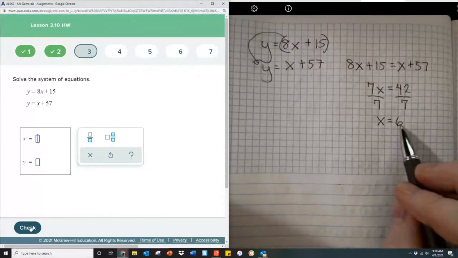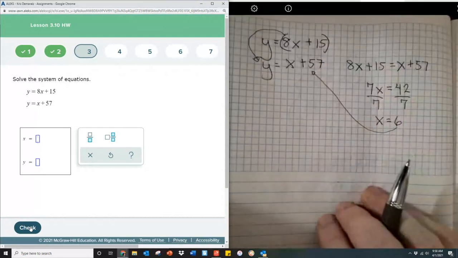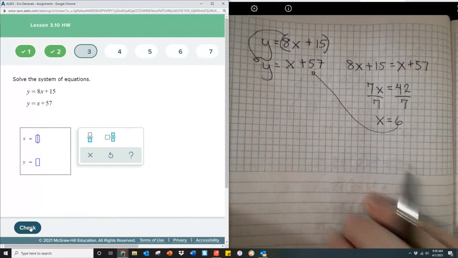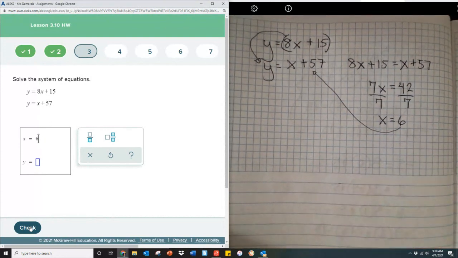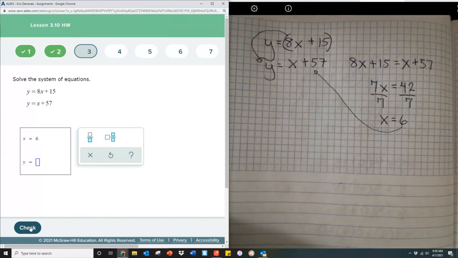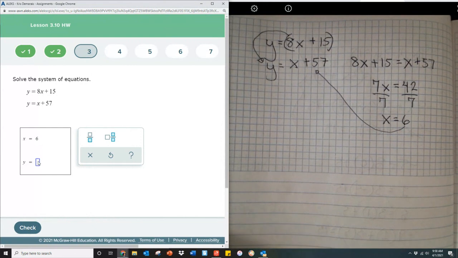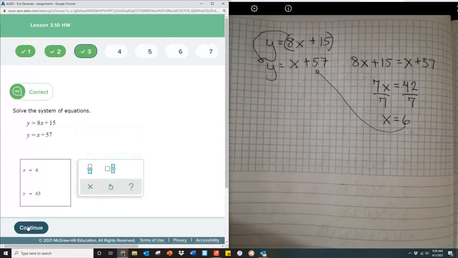Now that I've solved for the x, I'm going to come back and place it into one of these two equations. It doesn't matter which one you choose. So we're going to put in 6 for the x, and then 6 added to 57 gives us 63. You could do that mentally, or otherwise use your calculator. And that's it.